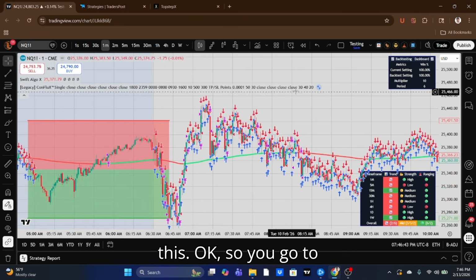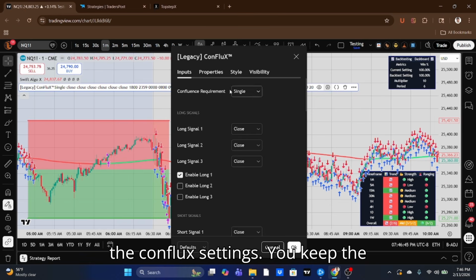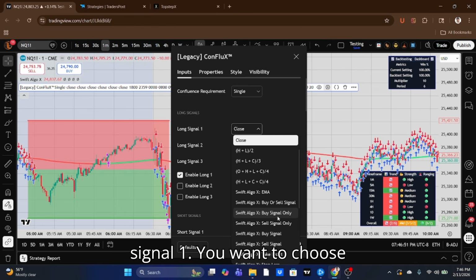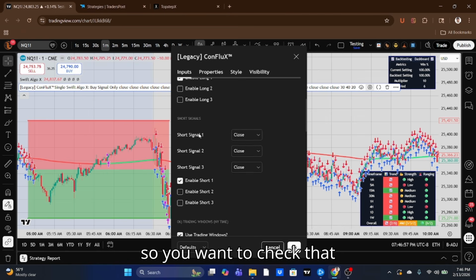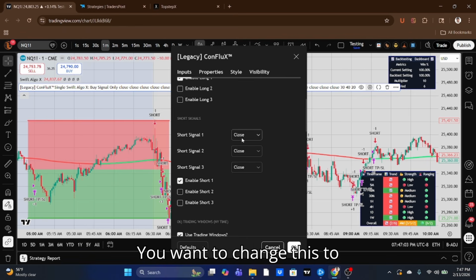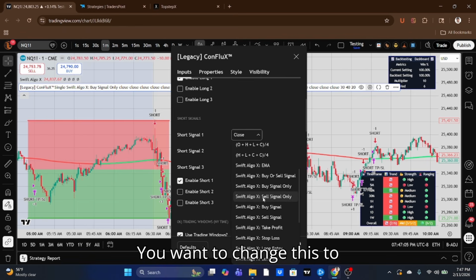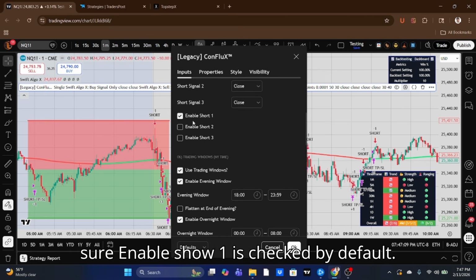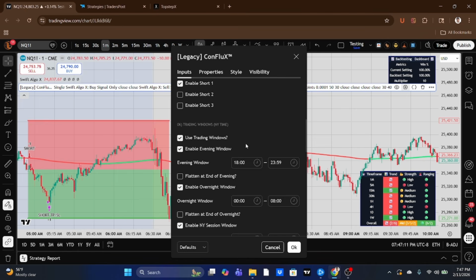So you go to the Confluence settings. You keep the Confluence requirement as single. For long signal 1, you want to choose Swift Algo X buy signal only, okay? So you want to check that. Make sure enable long 1 is checked by default. For short signal 1, you want to change this to sell signal only. Make sure enable short 1 is checked by default.